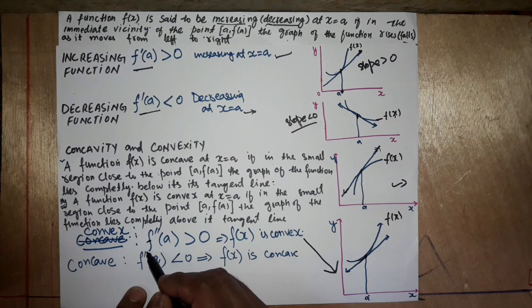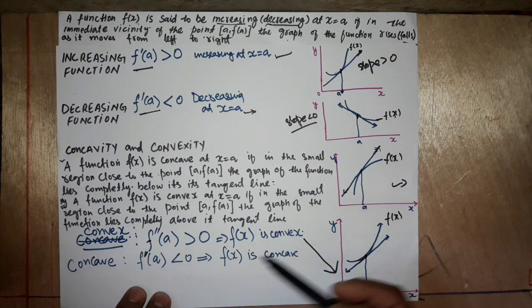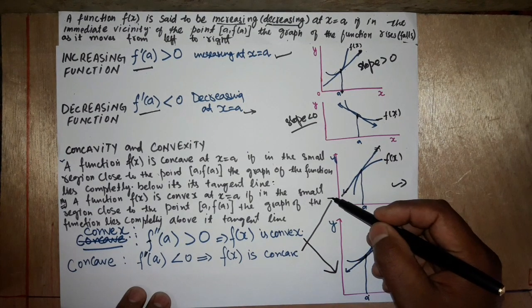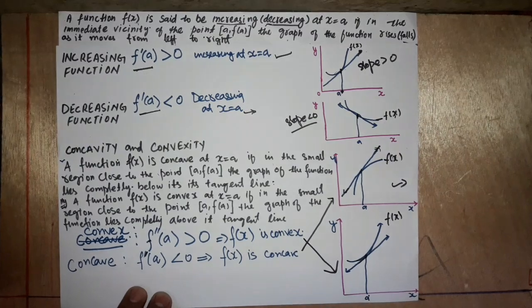Similarly, if the second derivative of the given function is less than 0, then I will say that the given function is concave.